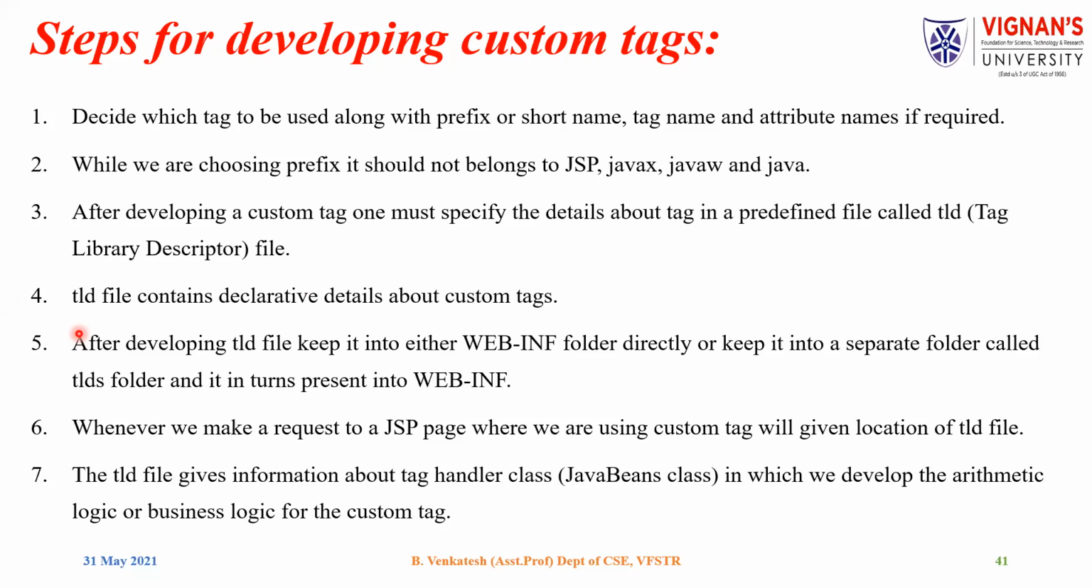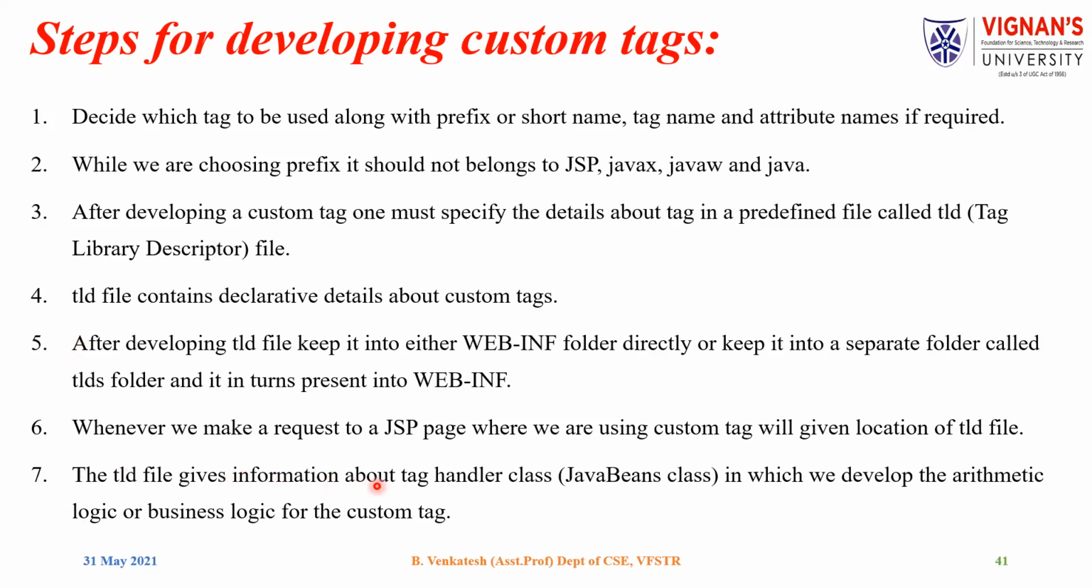Okay, then whenever we make a request to a JSP page where we are using a custom tag, we will give the location of the TLD file. So we need to give the location of this TLD file in our JSP page. Then only that particular JSP file is going to be invoked, and in the TLD file we have the basic information that is required to invoke that particular concept.